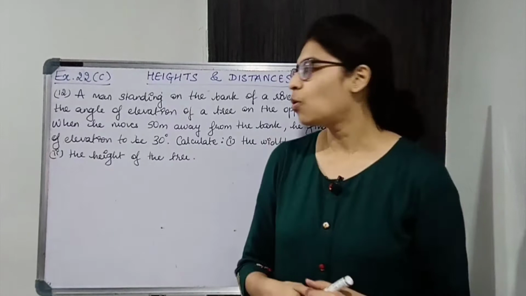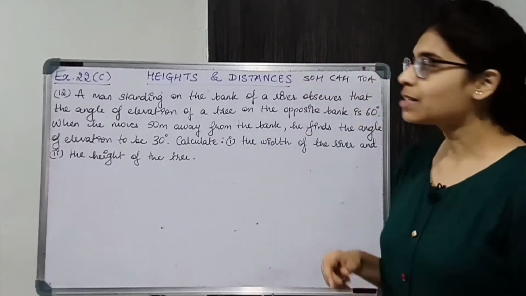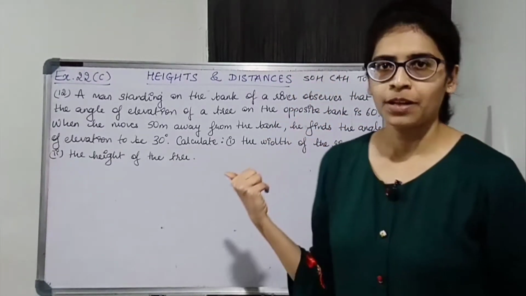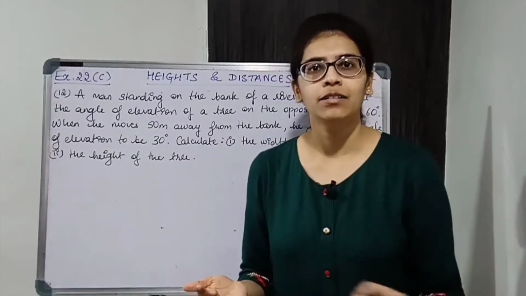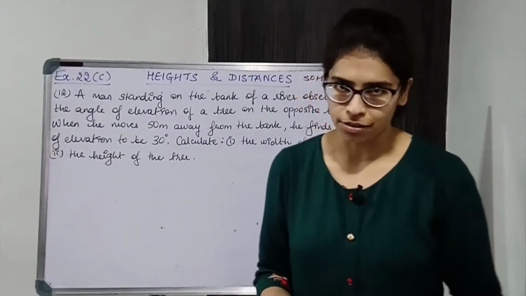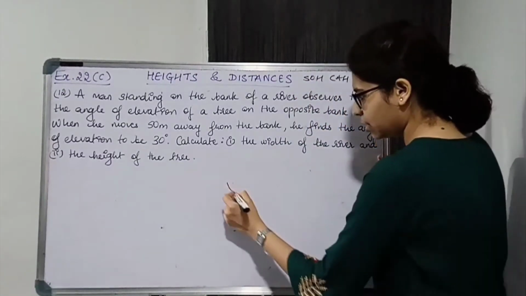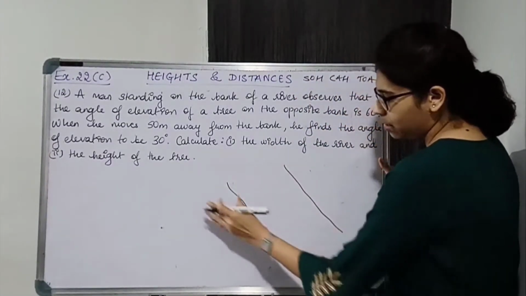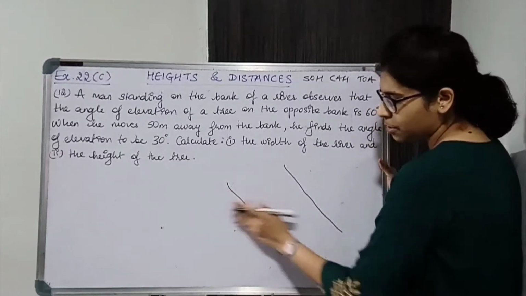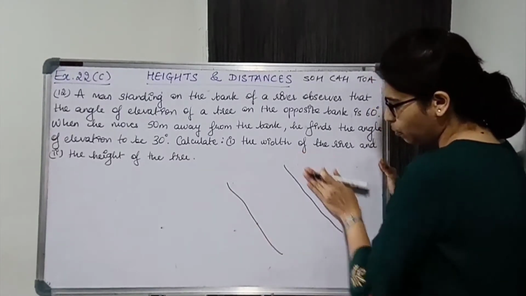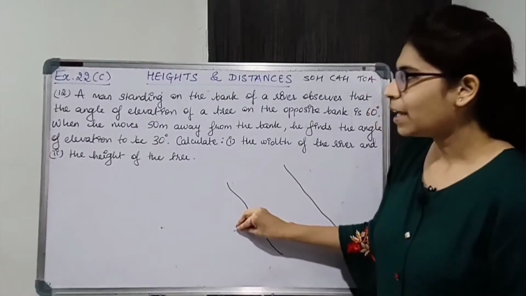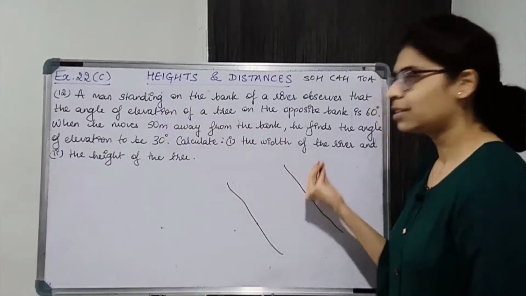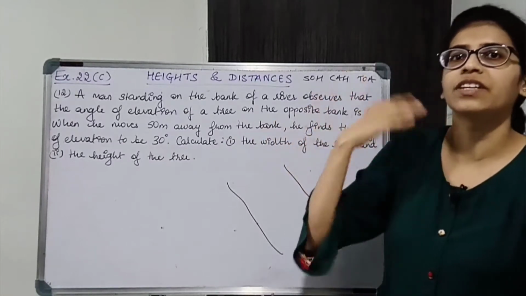ठीक है? So now there is a man standing on the bank of a river. Now bank of the river is what? The portion of land near the river is called bank of the river. Okay, so there is a river and this portion near the river is called bank of the river. Okay, ये portion भी bank of the river हो गया. Okay, so one bank पे there is a man standing, on another bank there is a tree. Okay, he is observing the tree.